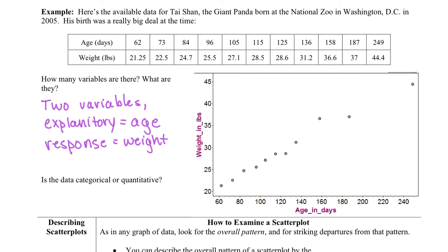How many variables are there? Obviously, it's a scatter plot. There's two, not too difficult. The explanatory variable is the age. We can see that because it's on the x-axis. The response is your weight, since it's on the y-axis. Is the data categorical or quantitative? Well, since it's in a scatter plot, it must be quantitative.